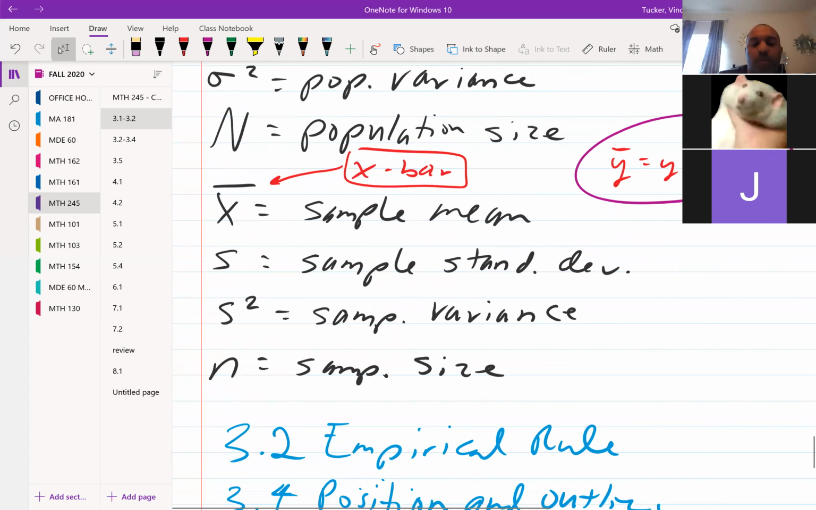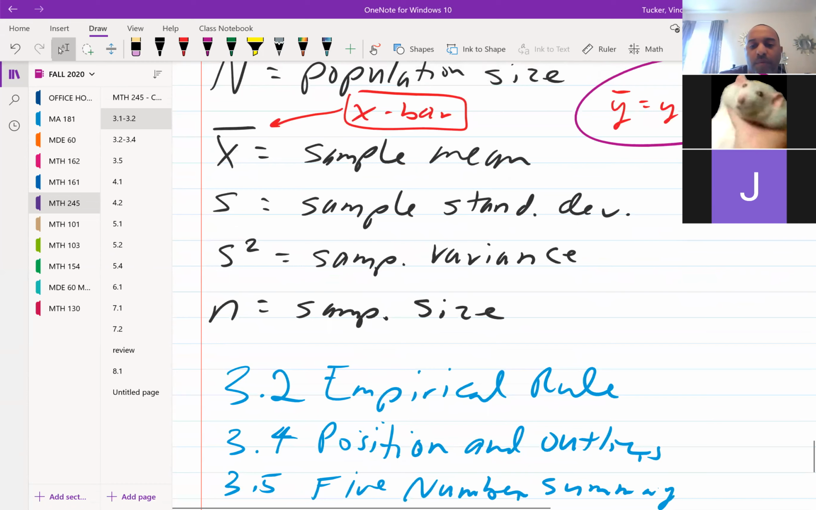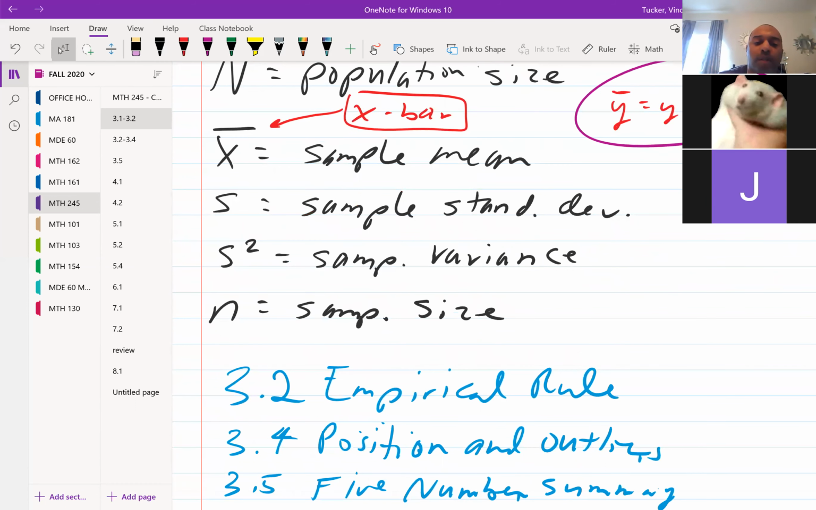All right, scrolling up a little. Empirical rule. I'm going to save that for next class.